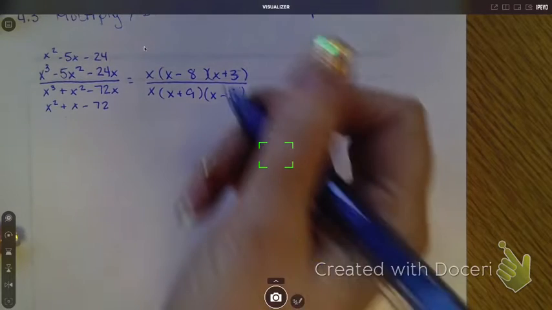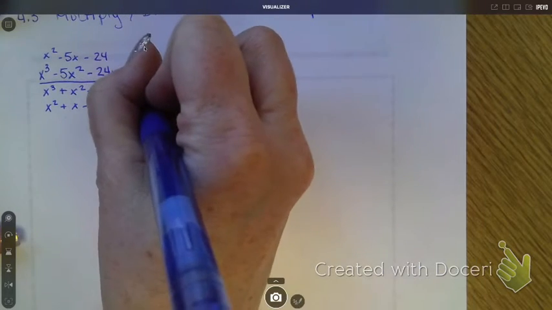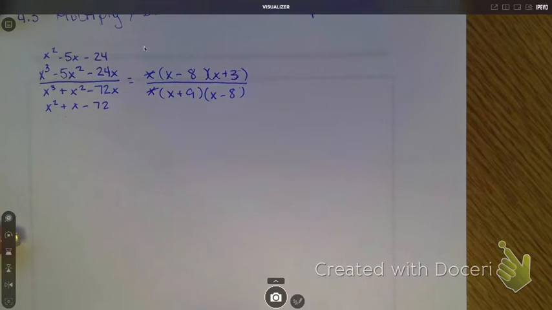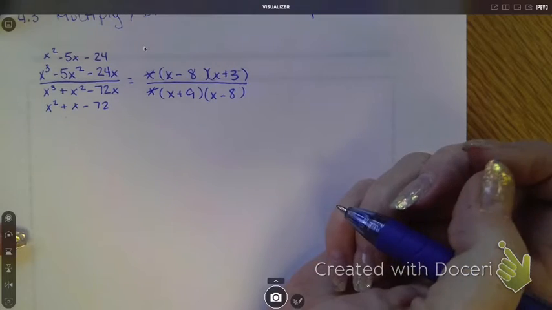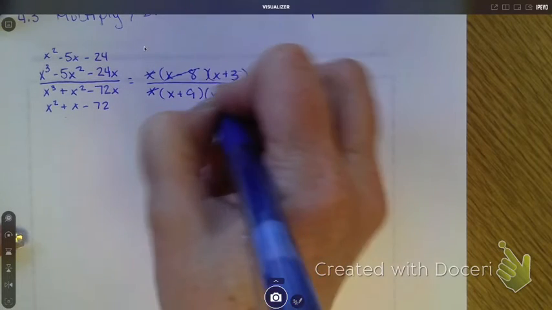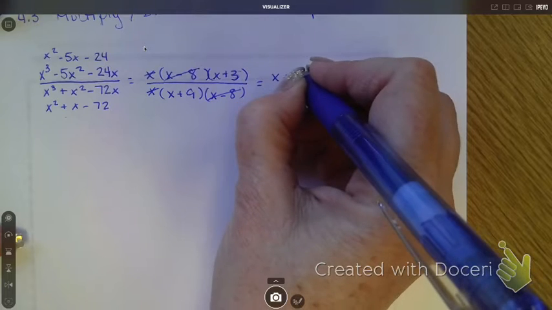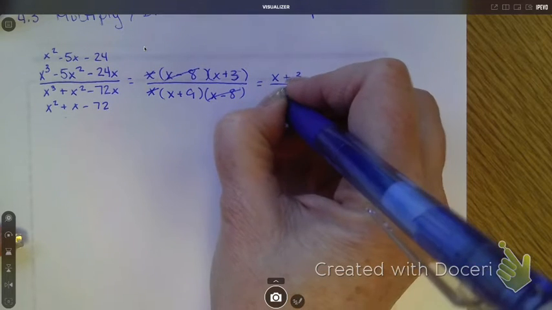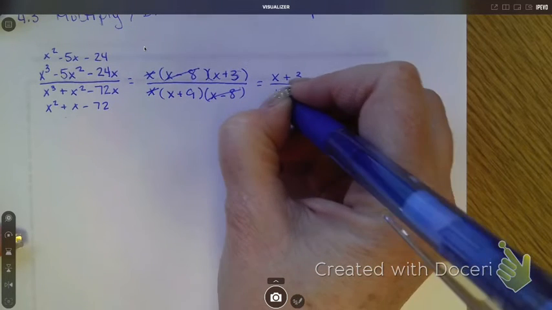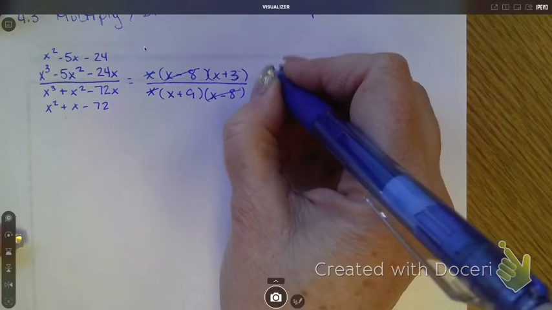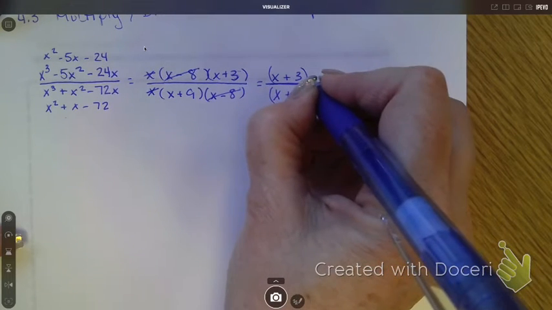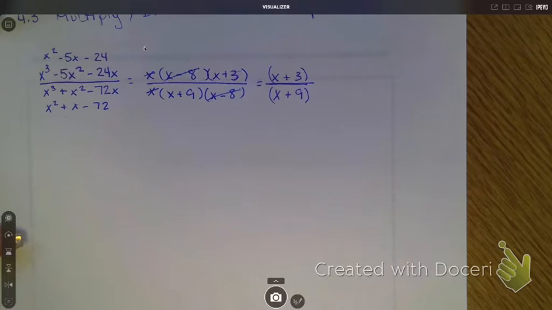The x's can reduce, correct? I hate reducing x's because I'm like, they're stars. What else? X minus 8 can reduce. And x plus 3, x plus 9, they cannot reduce, because they're a quantity, right? If you need to put those parentheses so you remember, do it. Because when it's a quantity, unless the whole thing can reduce, nothing can reduce. Is that it? Yes.